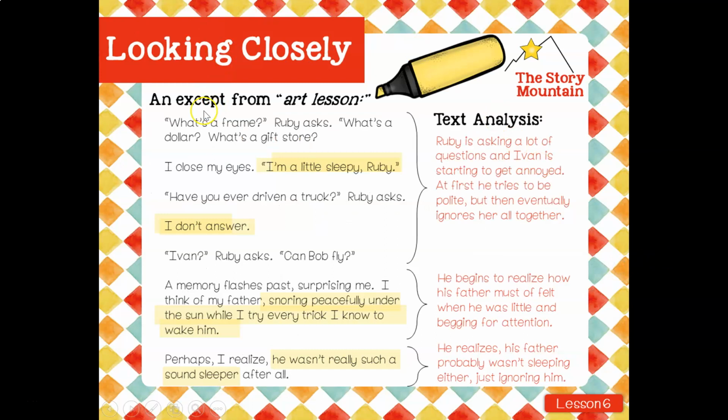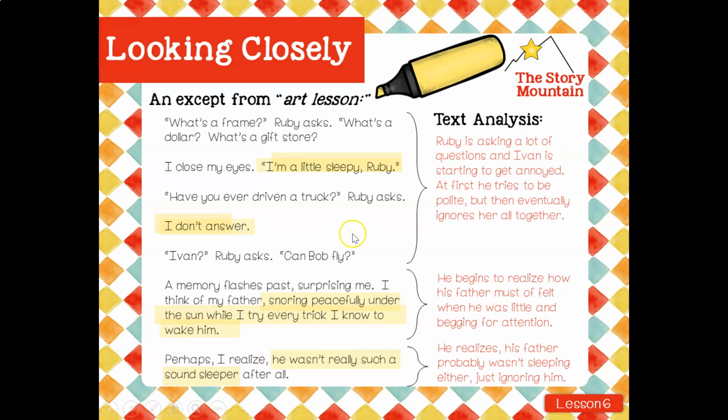Here's an excerpt from the chapter Art Lesson. So over here, let's go ahead and read it together. What's a frame? Ruby asks. What's $1? What's a gift store? I close my eyes. I'm a little sleepy, Ruby. Have you ever driven a truck? Ruby asks. I don't answer. Ivan? Ruby asks. Can Bob fly? A memory flashes past, surprising me. I think of my father, snoring peacefully under the sun while I try every trick I know to wake him up. Perhaps, I realize, he wasn't really such a sound sleeper after all.